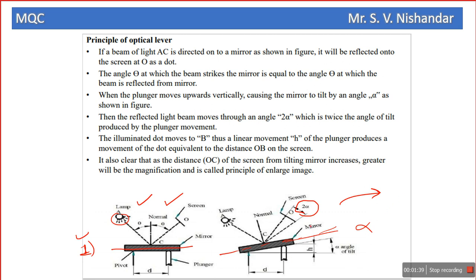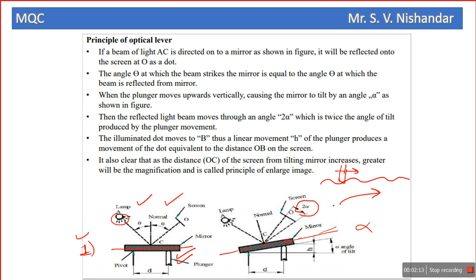So who is going to tilt the angle in the mechanism? That mirror is attached to the plunger, and the plunger senses the surface roughness up and down. When the plunger travels over the surface, the plunger movement tilts the mirror, and the magnification occurs on the calibrated scale. All optical comparators work on the same basic phenomenon.